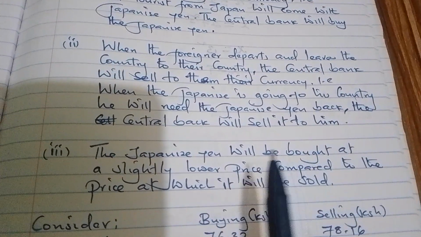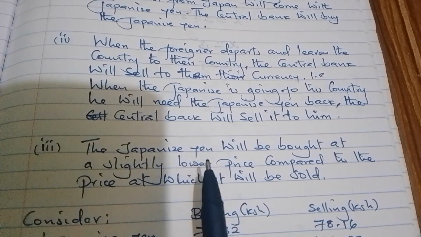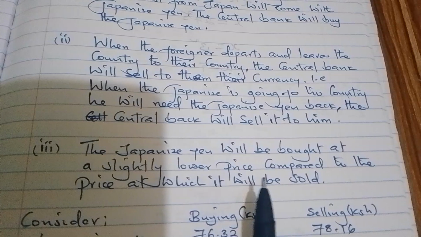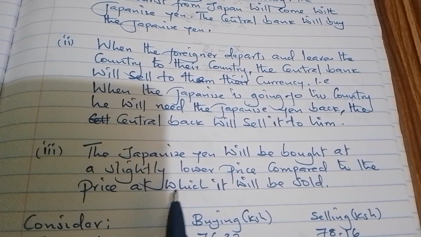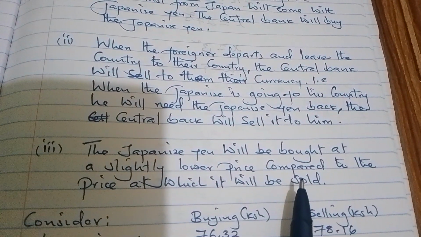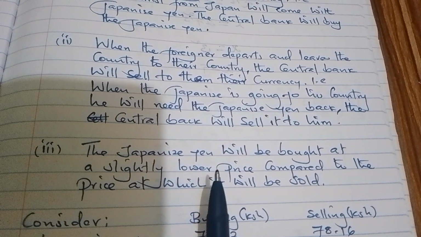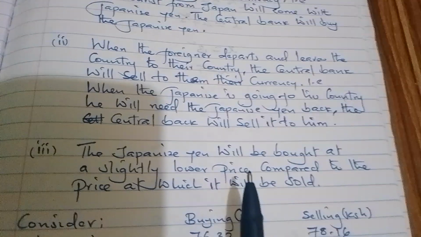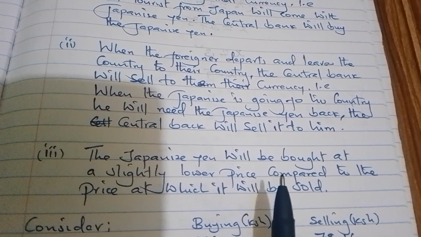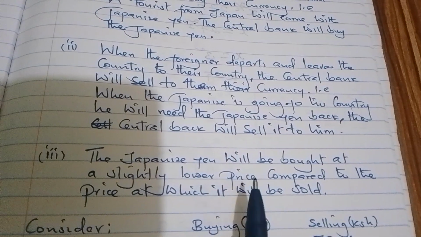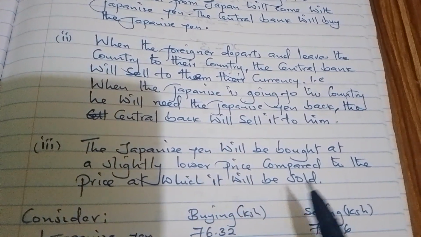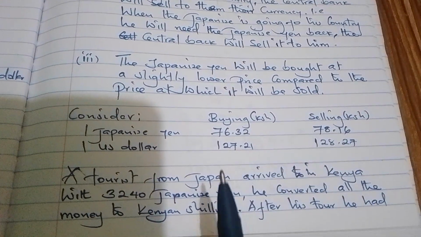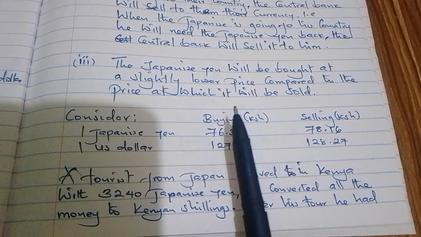Good. Number three, the Japanese yen will be bought at a slightly lower price compared to the price at which it will be sold. You see that? When they come, we will buy that Japanese yen at a lower price compared to the price at which we are going to sell it to them. So we will sell at a higher price back to them. Look at this. Consider this table. The table says buying and selling.